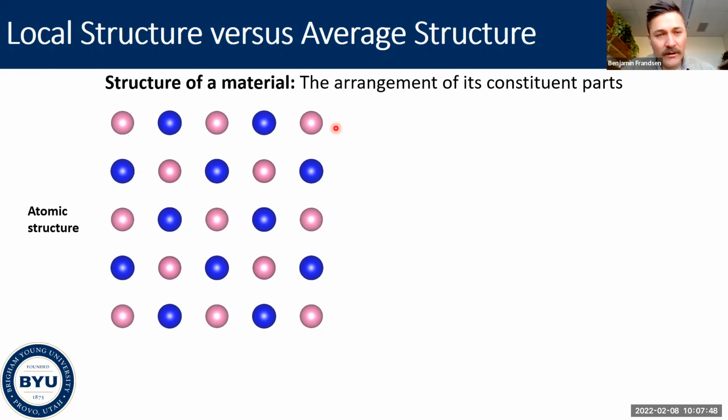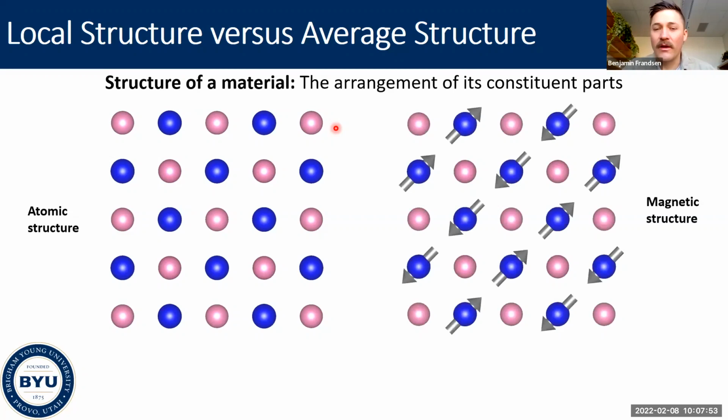But I am also using this term structure to refer to, for example, magnetic structure. If our atoms have unpaired electrons and we have magnetic moments associated with the atoms, then how are those magnetic moments arranged? How are they oriented relative to each other? That's what I mean by magnetic structure. And there are other aspects of structure that we could consider as well. I'm just going to focus on these two for the talk today. So that's what I mean by structure.